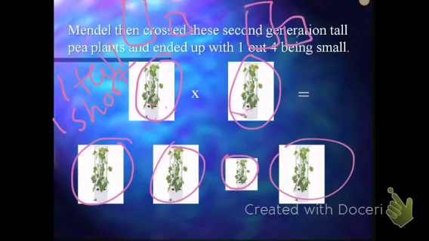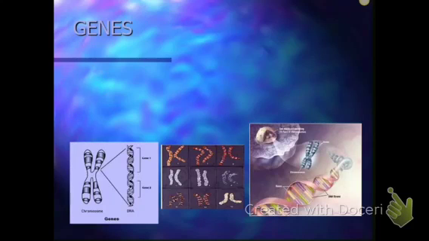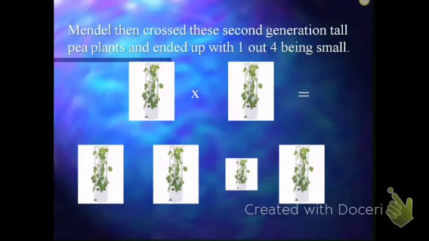Well, then he was really curious. What the heck is going on? So he did some more experiments. Okay, and we're going to talk about those, and we're going to get into Punnett squares, and it is going to explain to you why we got 3 tall and 1 short.